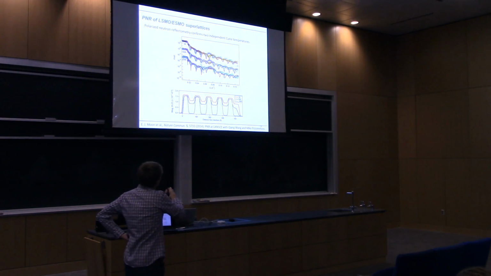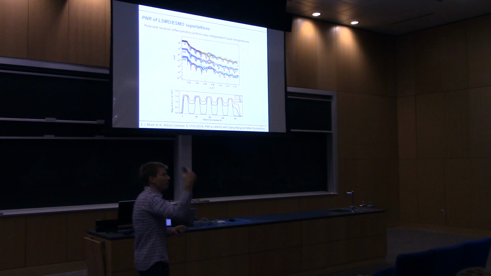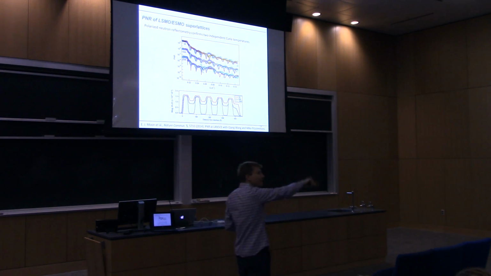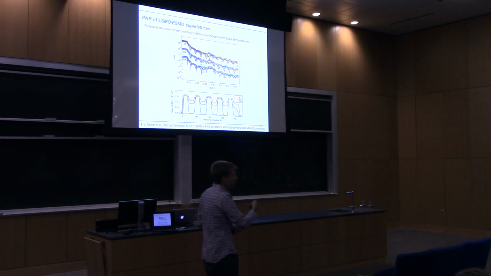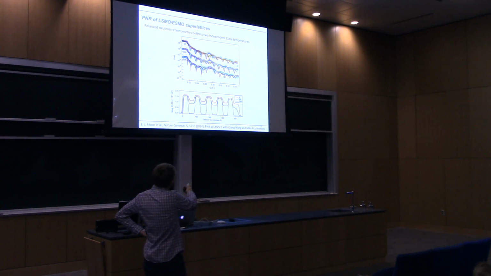Okay, so we get the data. You get two different curves, one for parallel and one for anti-parallel reflectivity. We can fit them and we can extract the magnetic depth profile throughout the superlattice, right? And then what do we see? We look at 100 Kelvin.